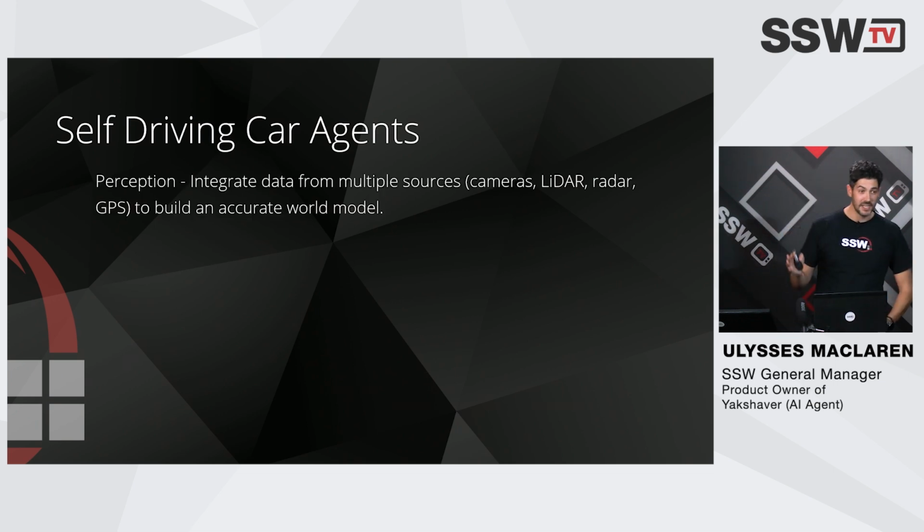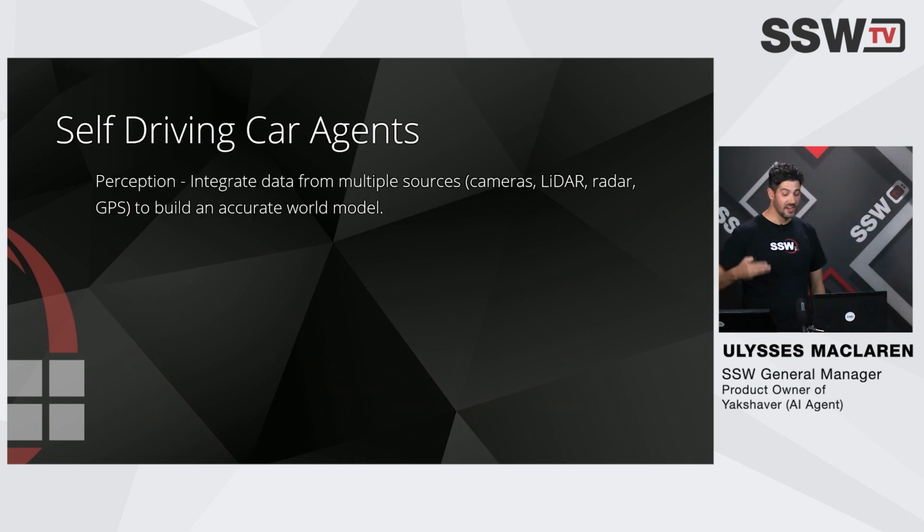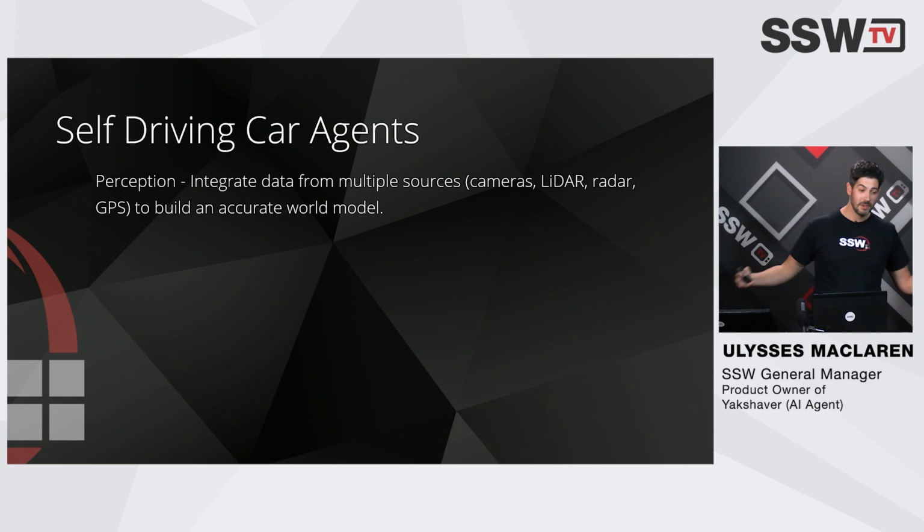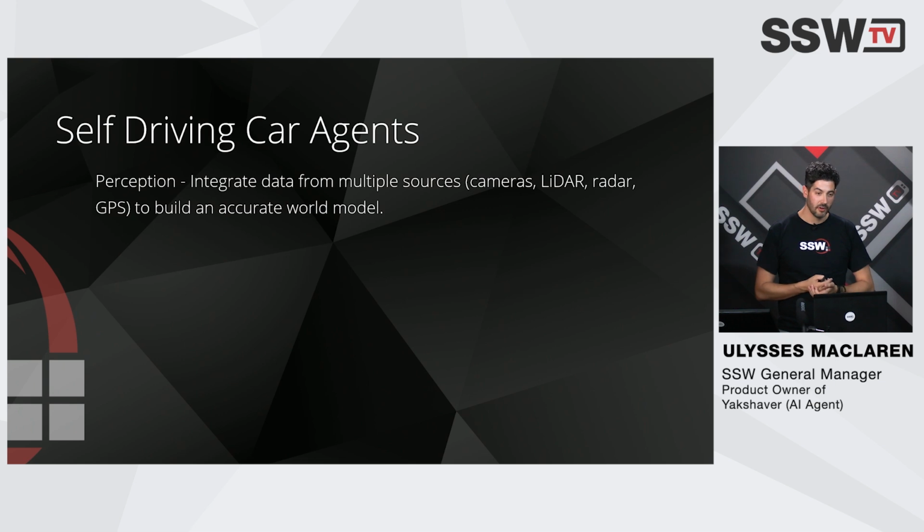So it uses perception, it uses its cameras, LiDAR, radar, GPS, etc., and it builds an accurate world model. Keep an eye out for that term, world models, by the way, because you're going to hear a lot of that. Not in this talk, but in general, in the next couple of years. There's a lot of work going into accurate world model building for training robots and cars.